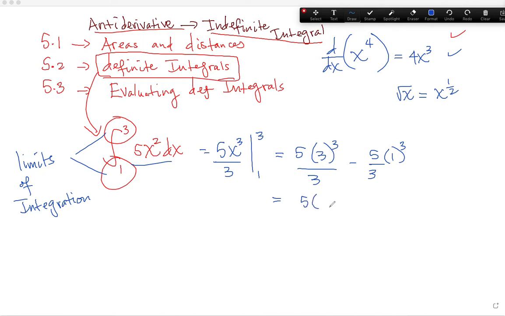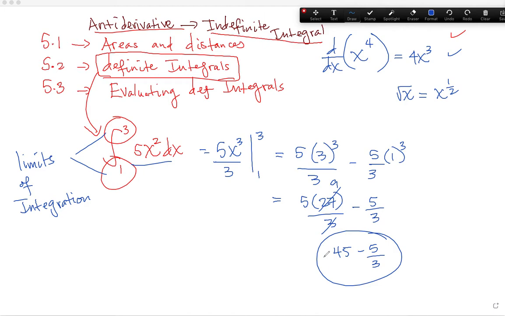So we get 5 times 3 cubed is 27 over 3, and then minus the 1 cubed is just 1, so we get minus 5 thirds, and this here cancels into a 9, so we get 45 minus 5 thirds, and we could simplify this number. Okay, now any questions as to what I just did?